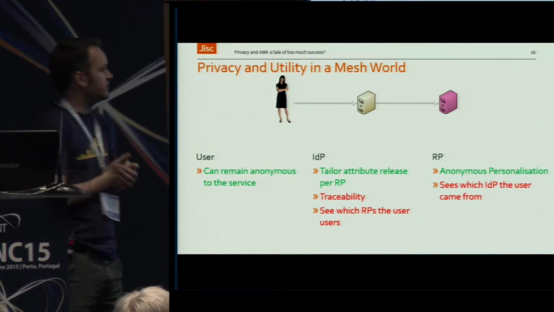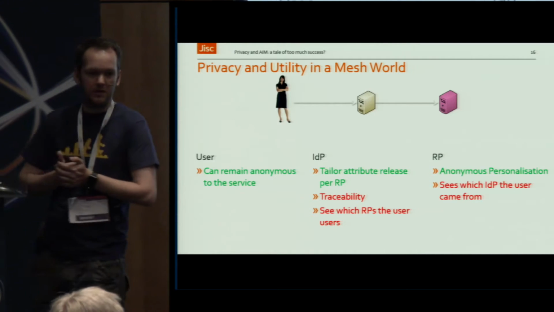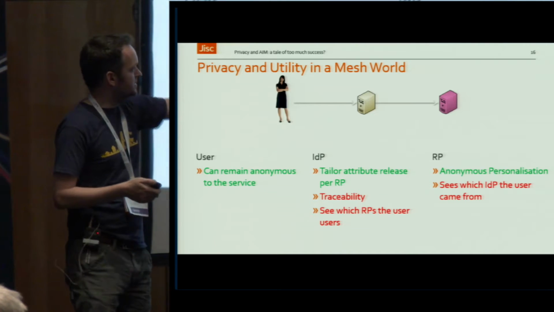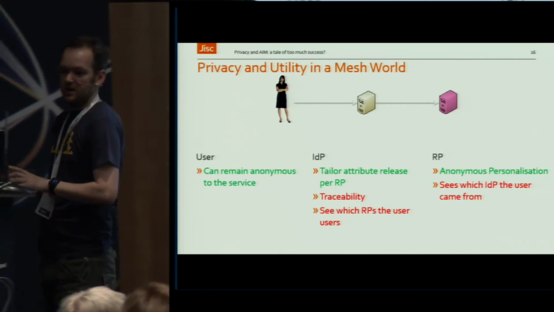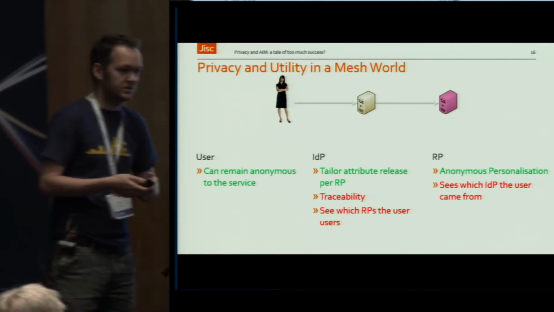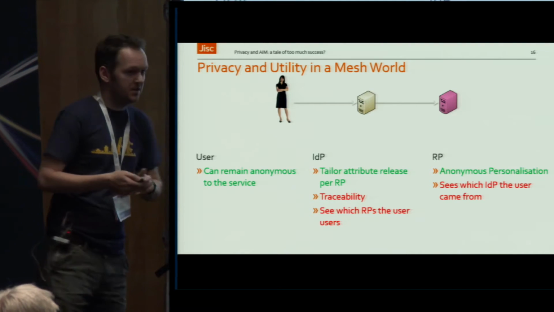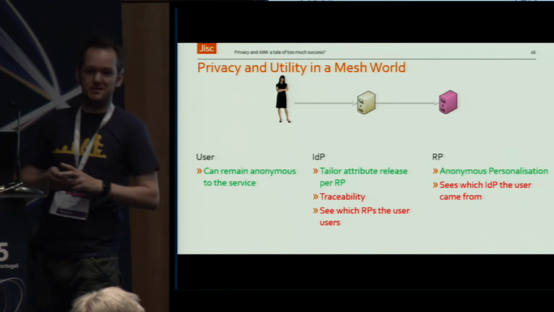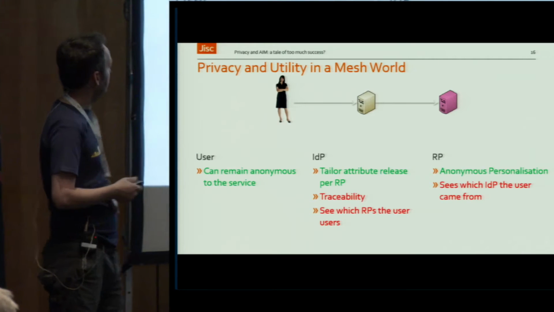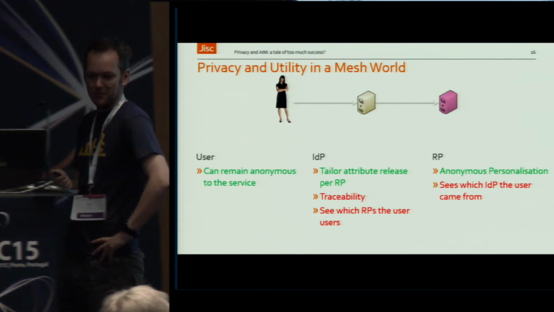How does this affect privacy? Let's have a look at privacy and utility in the world of the mesh. We have three things. We have the user, we have their identity provider, their home organization, and we have the service they're trying to log into. In the mesh world, the user can remain anonymous to the service they're trying to get access to, which helps with that anonymous browsing thing I was talking about at the start. That's good, so it's in green. If Andrew Cormack was here, he'd tell me off for people who are colorblind, so I'll point it out. That's a good thing, can remain anonymous to the service.